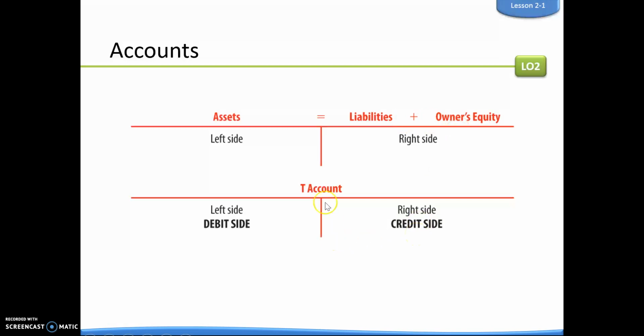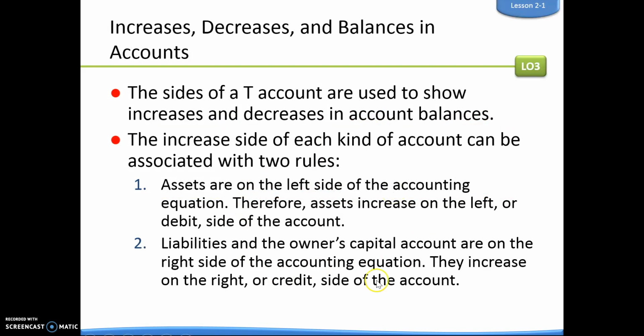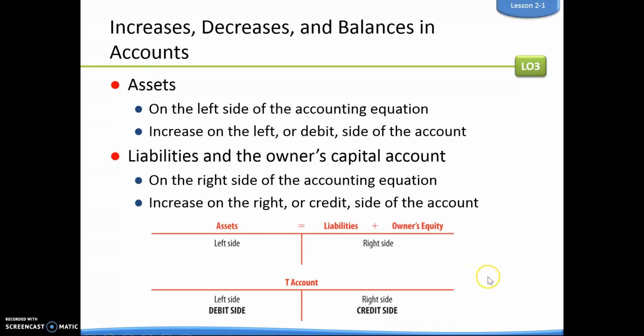Does that make sense? If you think about your T account here, since assets are on the left, they go up with a debit. Since liabilities and owner's equity are on the right, they go up with a credit. And that's essentially what this is saying right here: assets increase on the left or the debit side because they are on the left side of the accounting equation, and liabilities and owner's equity increase on the right side or the credit side because they are on the right side of our accounting equation. So this again just explains what I just mentioned: assets increase with a debit, and liabilities and owner's equity increase with a credit.